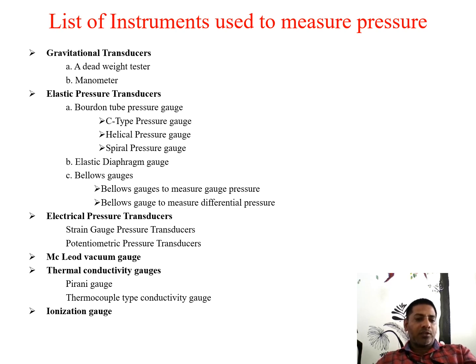And also here the electrical pressure transducers. One is the strain gauge pressure transducer. Next is the potentiometric pressure transducer. Another one is the McLeod vacuum gauge. The thermal conductivity gas gauges are the Pirani gauge and the thermocouple type conductivity gauge. And last is the ionization gauge.